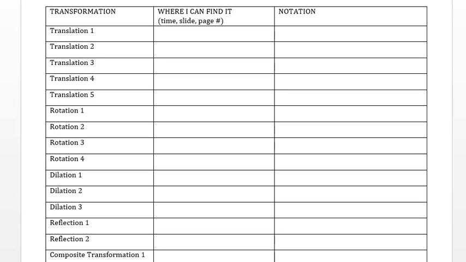So whatever output they give you, whether it's a PowerPoint or whatever it is, they need to say exactly where you can find that translation, so that you can grade it appropriately instead of searching the whole project for it. And then they need to notate it correctly. Please make sure that the kids are notating correctly. That's a really big deal.